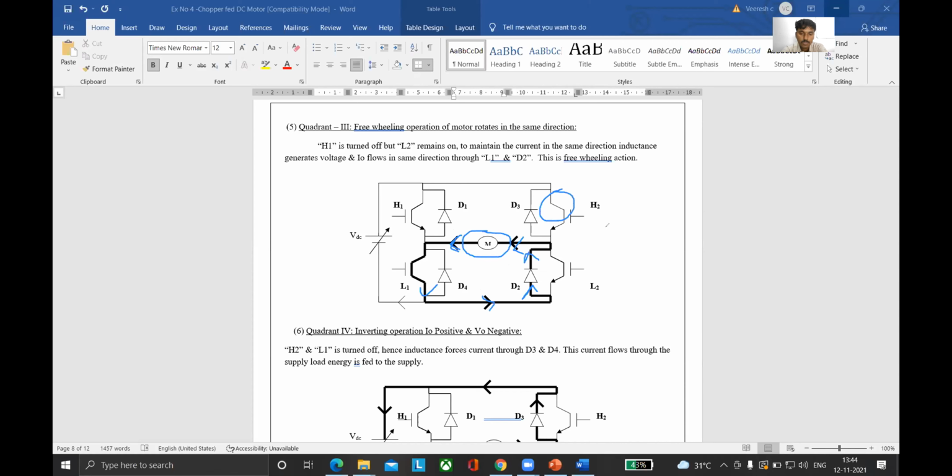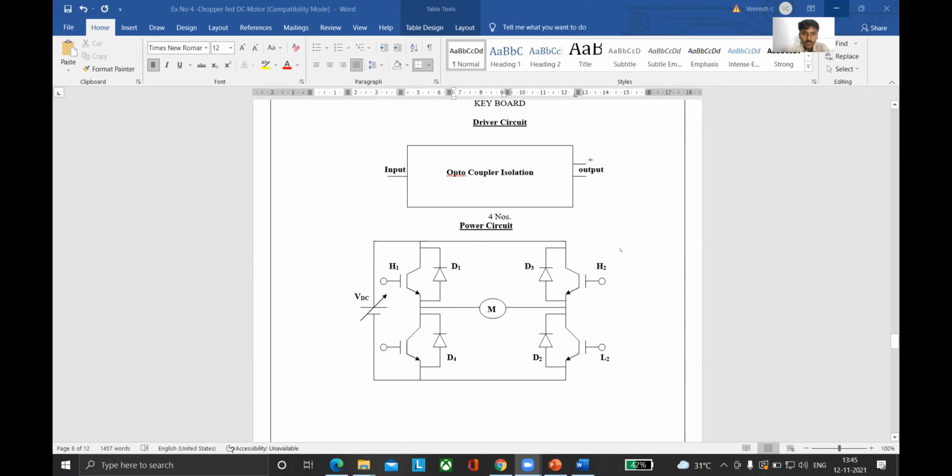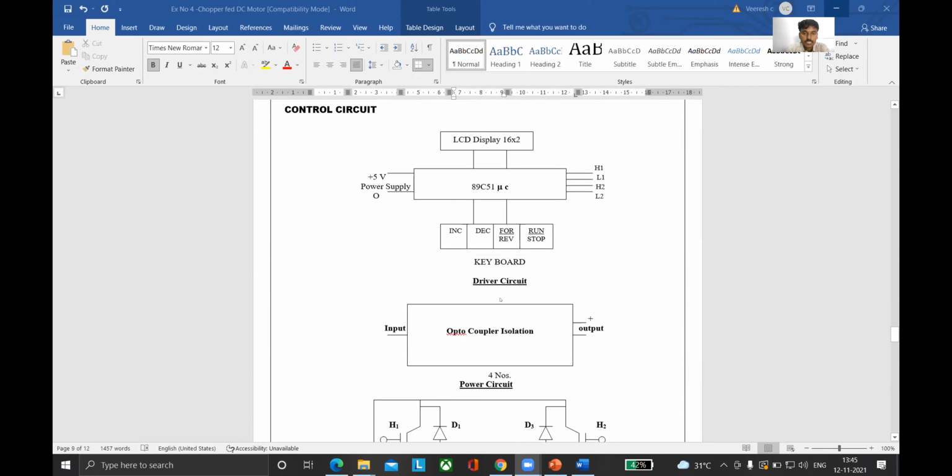The speed of the motor is going to decrease in the reverse direction. It will take a small time, 5 or 10 microseconds, whatever. If you have a stopwatch, you can take the time also. Clear? So these are the operating modes of the Class C chopper. What we have to do here is this circuit diagram of the kit.